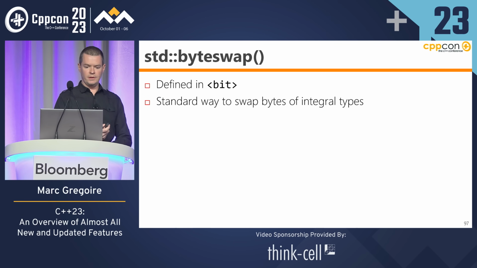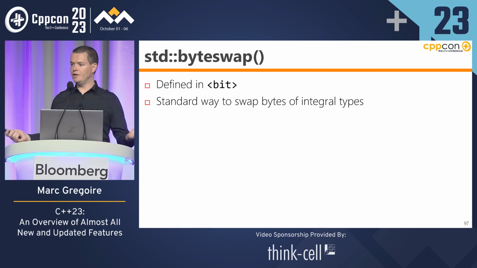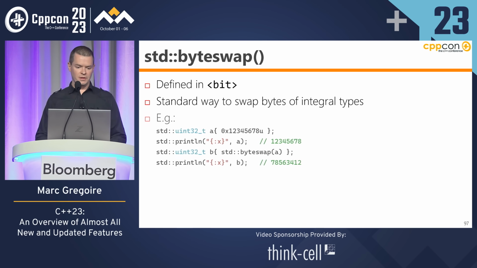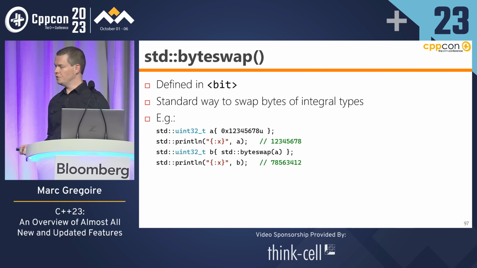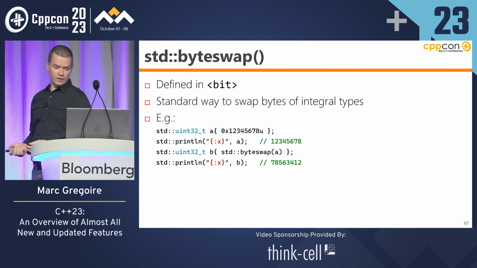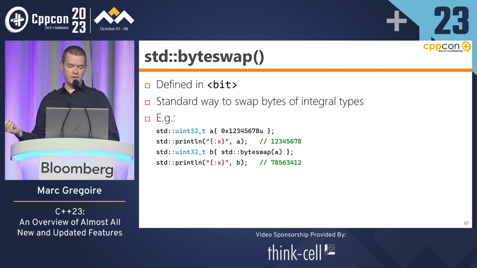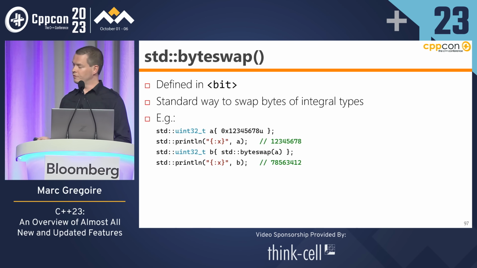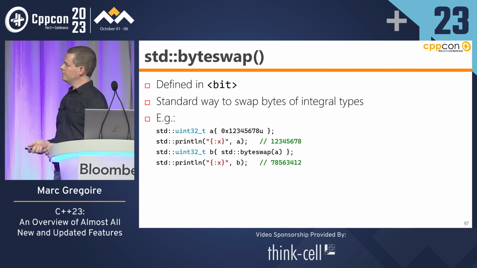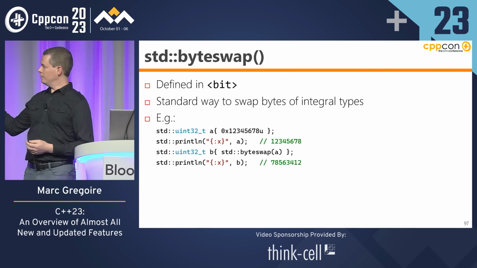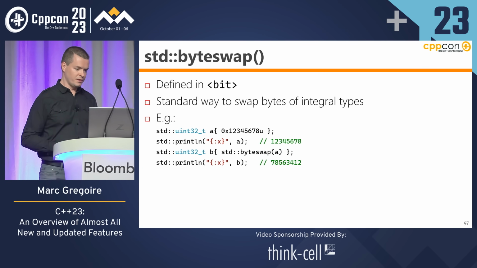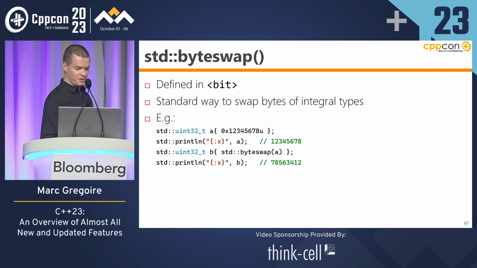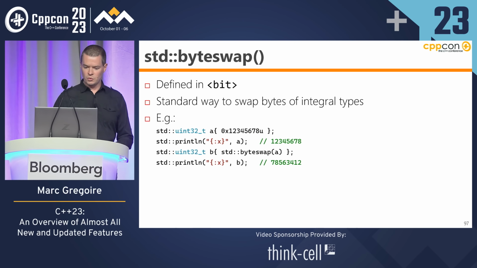byteswap, it's defined in <bit>, and it's a standard way to swap bytes. Before this, there was no standard way to swap bytes. If I have an unsigned 32-bit integer here, if I print it using println, the output will be 1, 2, 3, 4, 5, 6, 7, 8. If I swap the bytes, you see that the result now is the bytes are swapped. So this is now the standard way to swap bytes.